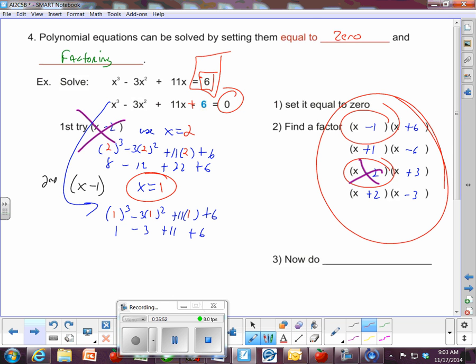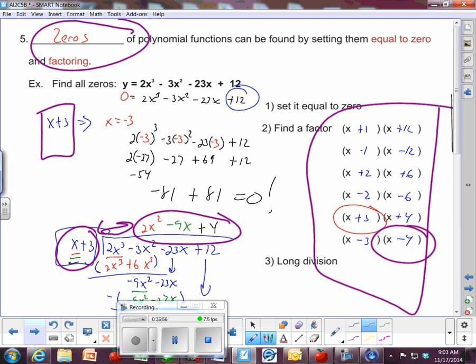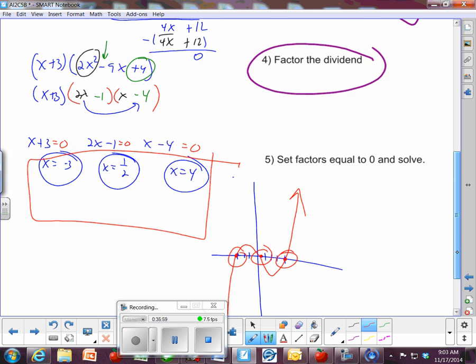By the way, what would happen, let me go to this last one. All right, so think for a second. We're right here, right? We go to factor this trinomial. What if that trinomial didn't factor? And it's a polynomial equation, or we're looking for all the zeros. What happens if that trinomial doesn't factor? What would you do? You all know. What would you do?